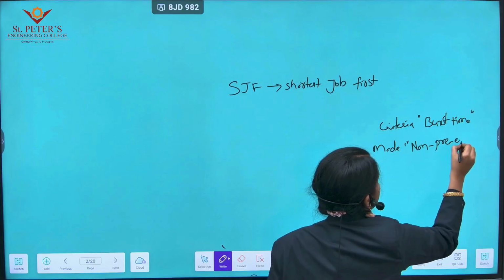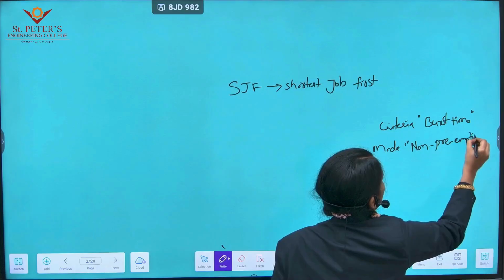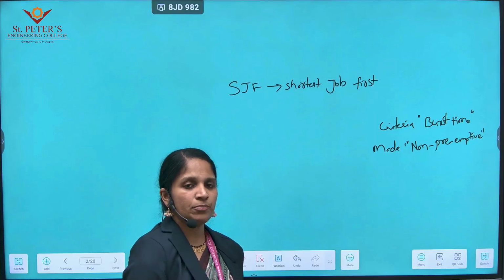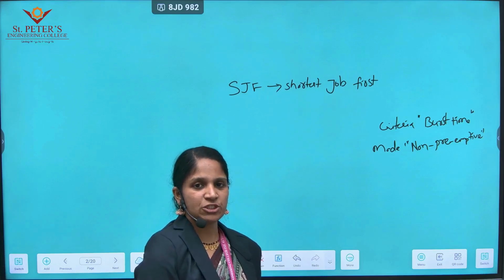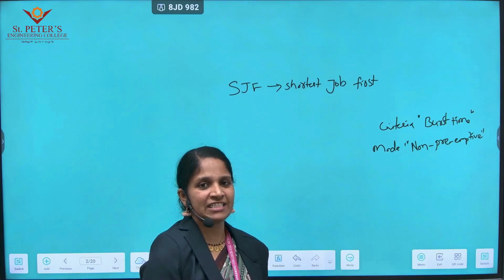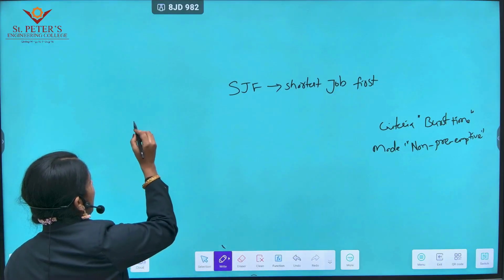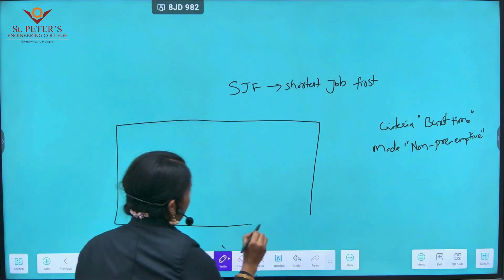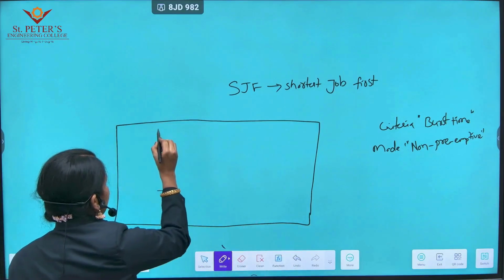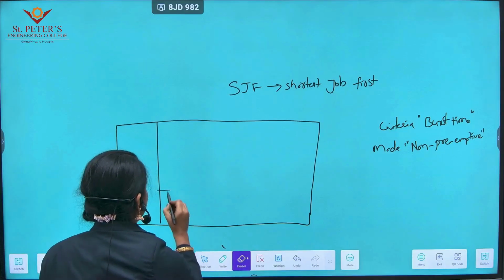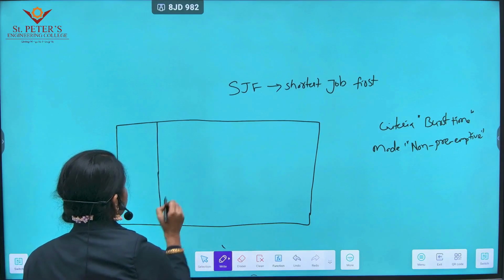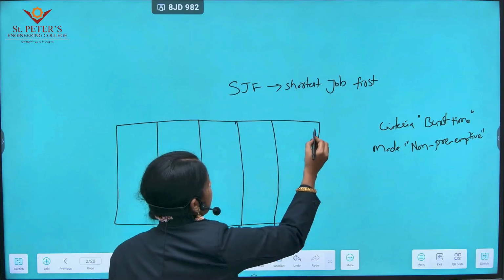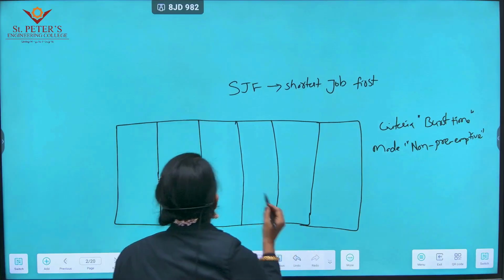Yes, we already discussed that. What is a non-preemptive scheduling algorithm? Once the process comes to the CPU, it will execute completely, and only then will it release the CPU. So same here, I am taking a numerical example to find out how SJF will execute. Here also we have to find out completion time, turnaround time and waiting time.